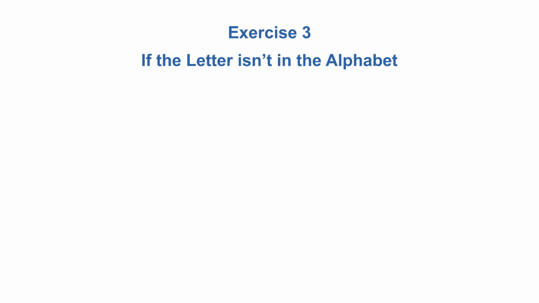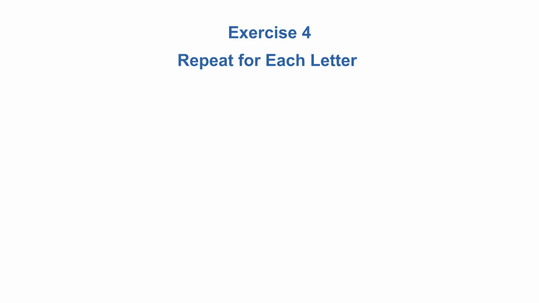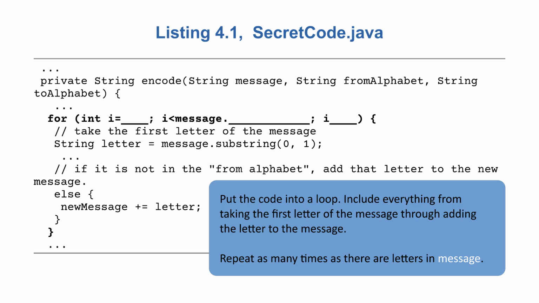The next planned step is, if the letter is not in the from alphabet, add that letter to the new message. Exercise 3. If the letter isn't in the alphabet. If the letter isn't in from alphabet, add the letter to new message. The final planned step is, repeat these steps with each letter in the message. Exercise 4. Repeat for each letter. Put the code into a loop. Include everything from taking the first letter of the message through adding the letter to the message. Hint: use a for loop. Repeat for each letter in the message. Hint: use string's length.